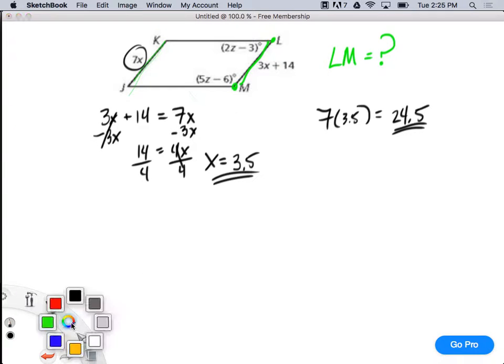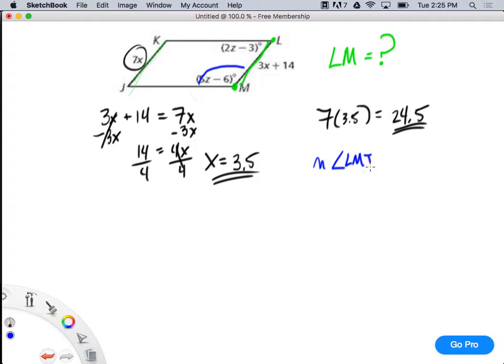All right. I also might ask you to solve for the measure of angle LMJ. So this was the answer to this question. I might ask you to solve for the angle LMJ. Guys. Too much talking. Okay. So I might ask you to solve for the measure of the angle LMJ.